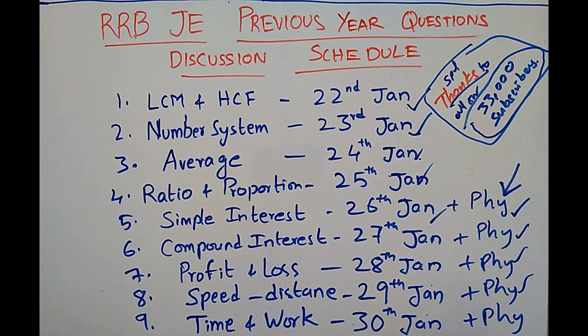After completion of mathematics, we will be starting biology in the first week of February, and we will be completing the chemistry and biology portion of RRB JE. At most by February 10th, we will be completing all the reasoning, mathematics, physics, chemistry and biology, and you will have an edge over your peers who are going to attend the RRB JE exam, friends.